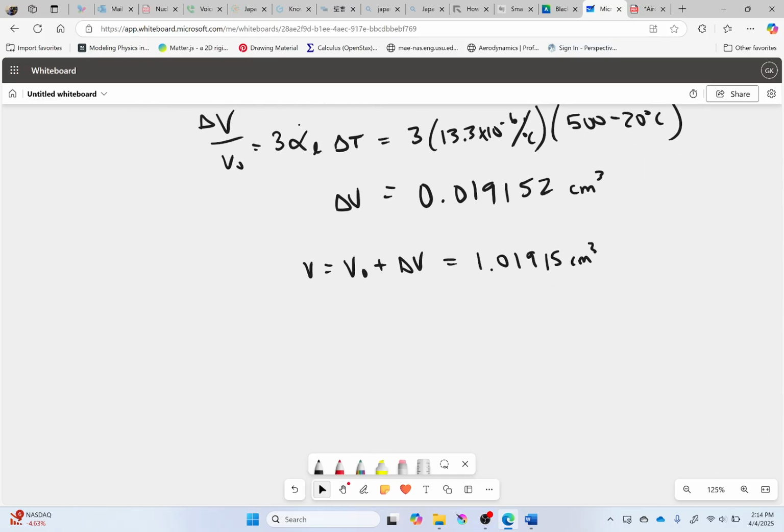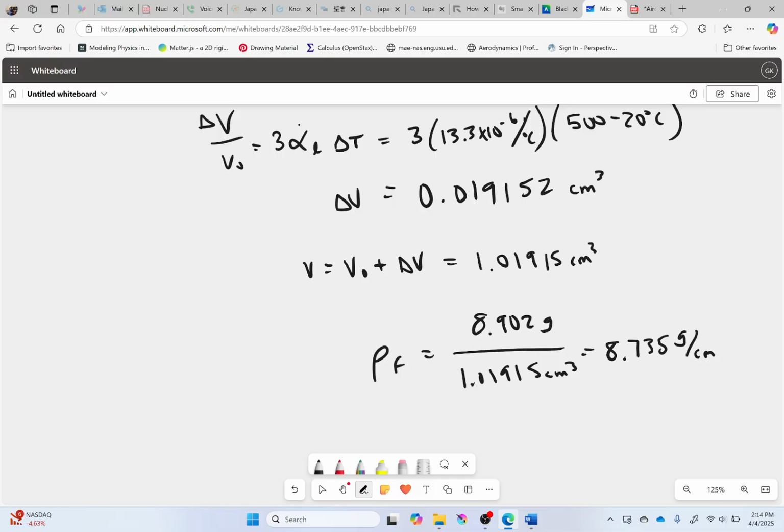With that, I would find that my final density, I'll put a little f here so we know it's final, is going to be equal to 8.902 grams, because that's how much mass I would have had in 1 centimeter cubed, all over my new volume, which is 1.01915 centimeters cubed. And that's equal to 8.735 grams per centimeter cubed.